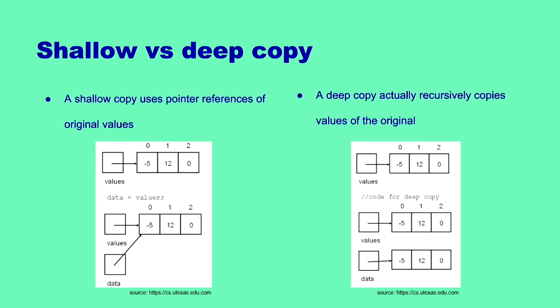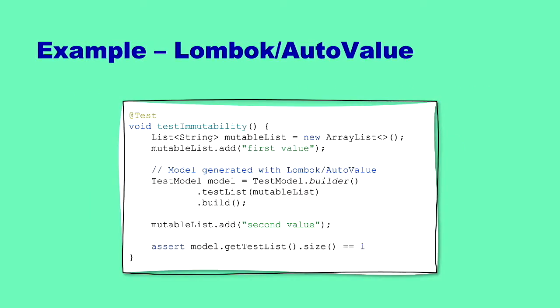So if we deep copy values to a data array, a new array is created in memory, and then the values are copied over. So now let's see how Lombok and Autovalue copy values when building an object. In this case, we create an array list and we add a first value to it. Now let's assume that test model is a model generated with either Lombok or Autovalue. So we build this object and we assign this mutable list we created to the class field called test list.